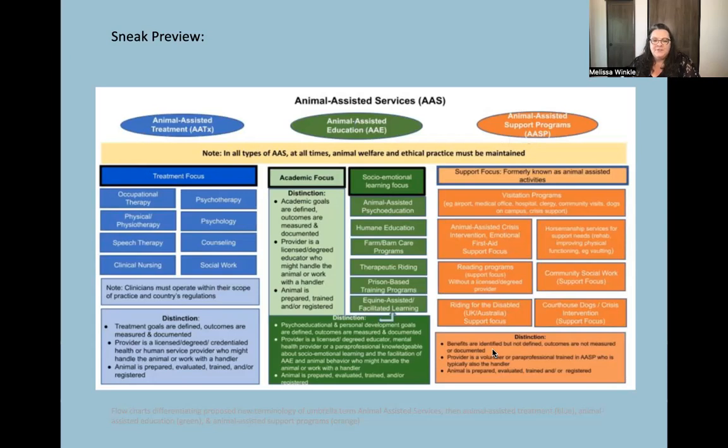So the definition of this may be something like volunteer visiting. The benefits are identified, but not necessarily defined. The outcomes are not necessarily measured or documented, but they could be. And the provider is a volunteer or a paraprofessional trained in animal-assisted support programs, who is typically also the handler. You may recognize some of these from previous slides: animal-assisted crisis response, reading programs, writing for the disabled, etc.